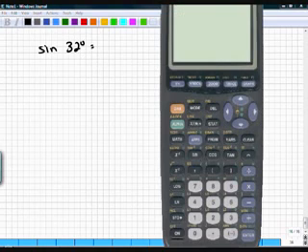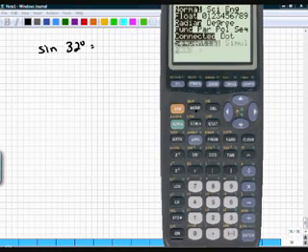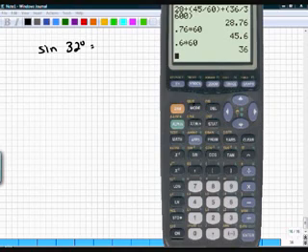Here's something I need to caution you of. Under mode, make sure your calculator is in degree mode, because right now it's in radian mode. Right there, at the very top. Hit the mode key, go down to, instead of radian, go over to degree, hit enter. We'll talk about radians later on, but if you keep it in radian mode, it's going to give you the wrong answer.